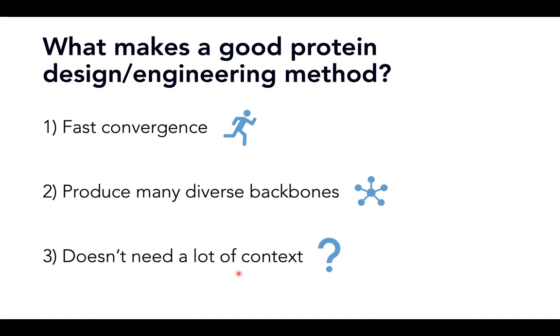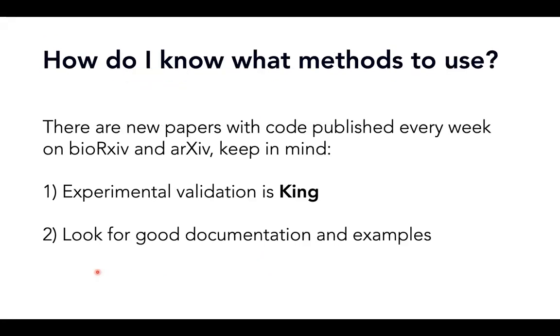And lastly, you want something that doesn't need a lot of context. So most of the time, and we'll get into this a bit more, you don't really know what you want in terms of sequence or structure. You have a general idea of some functional motif or something that you want to include in your protein, but you don't actually know exactly where. For example, you want to put the alpha helix on beta sheet. So you want the algorithm to really do the heavy lifting kind of in that department.